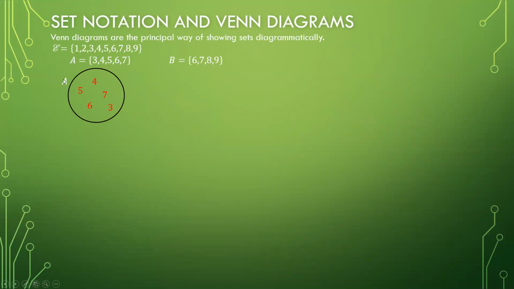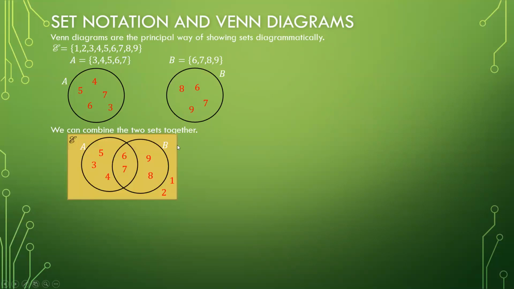We'll draw a circle, name it as A, and then put all the elements inside the circle. So this group belongs to A, whereas B will be like this. So 6, 7, 8, 9 belongs to B, right? But we also can combine the two sets together. So we can draw a rectangle here. The rectangle box is drawn to represent the universal set. So the whole box here is the universal set, all right?